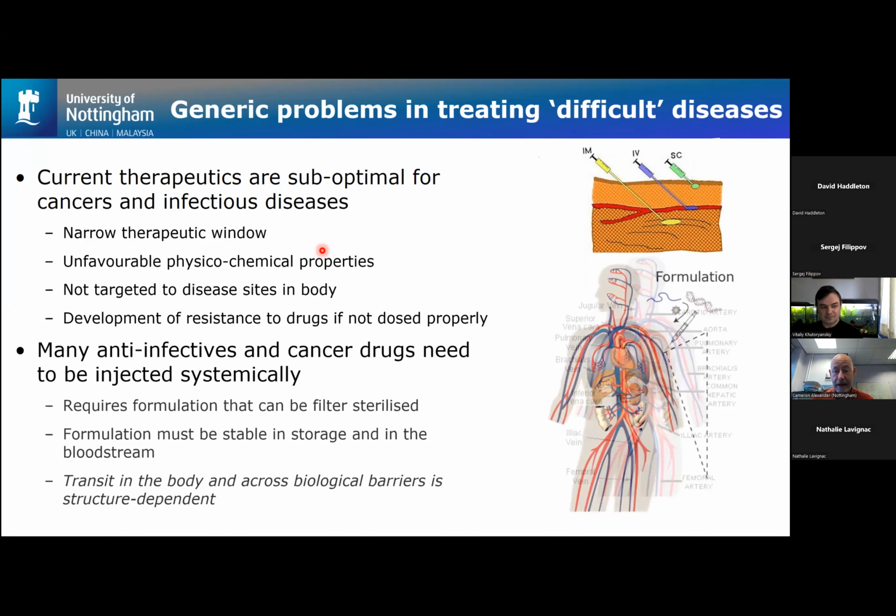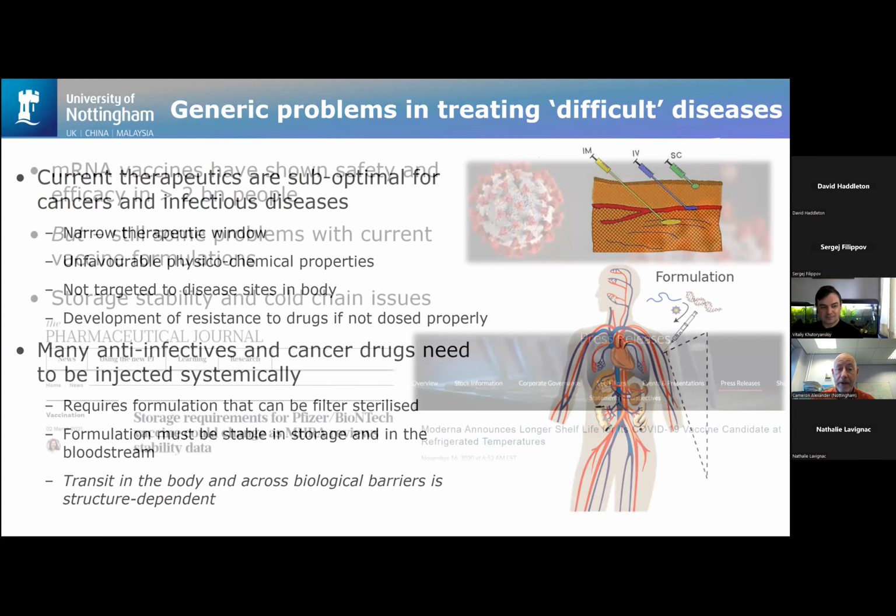And in order to do that, anything that goes in the body, of course, has to be filter sterilized, and the formulation must, of course, be stable in the bloodstream when it's in transit in the body. But also, it's got to be stable in storage. Sometimes these medicines are lying around for quite some time. So there are issues in terms of making sure these formulations can be used fully for the times that they're needed. And what I hope to show you today is that both transit in the body and across some biological barriers can be very dependent on the structures of the polymers or carriers that we use.